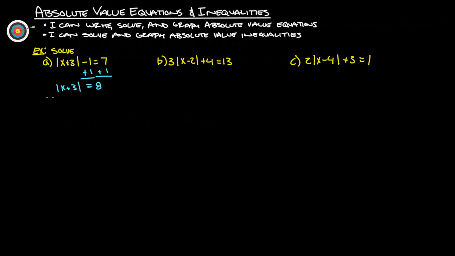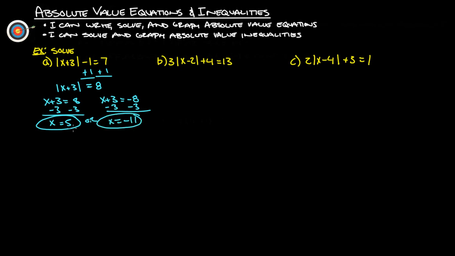So what we want to do is set x plus 3 equal to 8, and then also set x plus 3 equal to negative 8, because if inside here it's positive 8 or negative 8, it's going to be correct. So we've got to solve it for both. On this one, we subtract 3 from both sides. x equals 5 is one answer, or subtract 3 from both sides here, and we get x equals negative 11. So we actually get two answers.